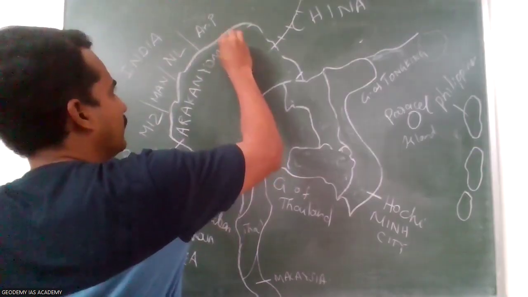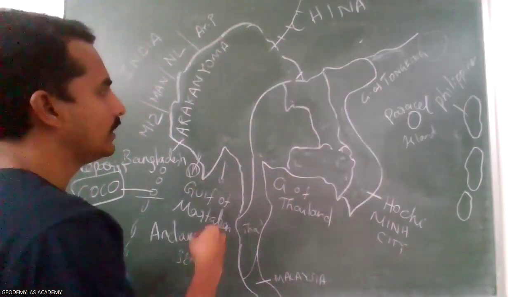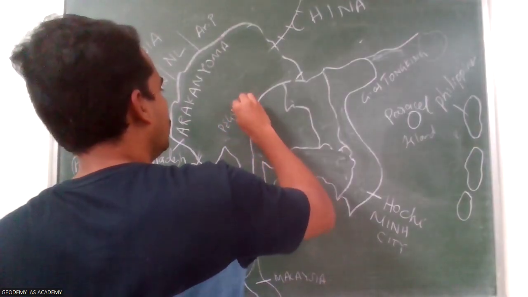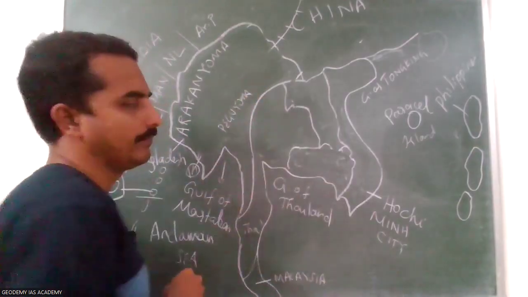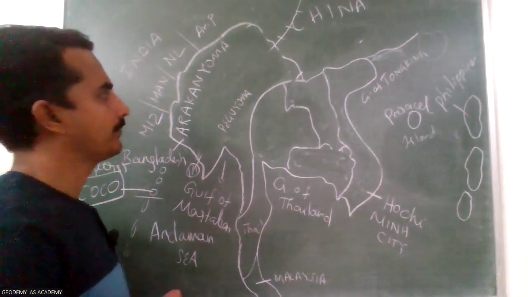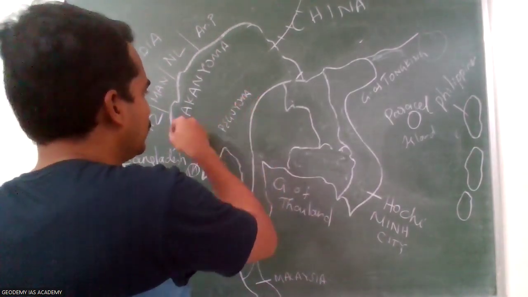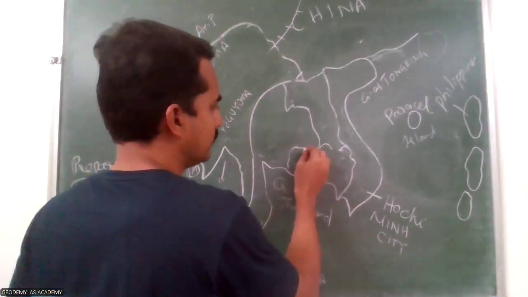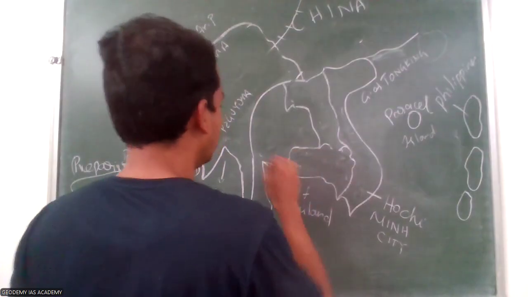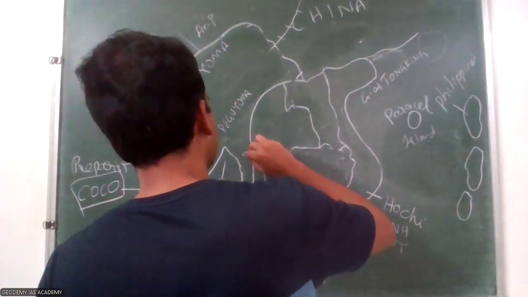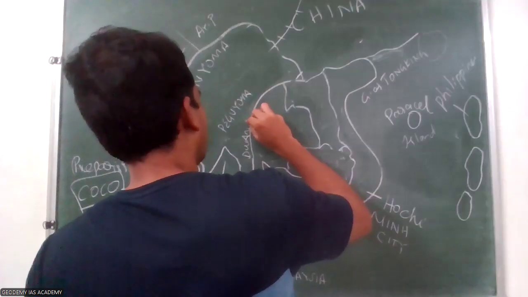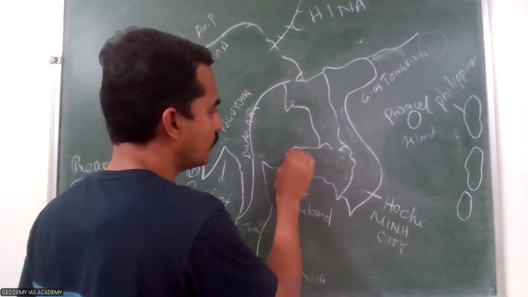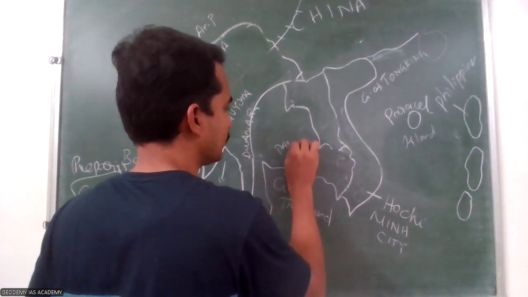Arakan-Yoma mountain here. Okay. And other one mountain is Pegu-Yoma mountain. Pegu-Yoma mountain and Arakan-Yoma mountain. And then between Thailand and Myanmar, another one here is Dawna range. Dawna range between Thailand and Myanmar. Between Thailand and Cambodia, Dangrek range.